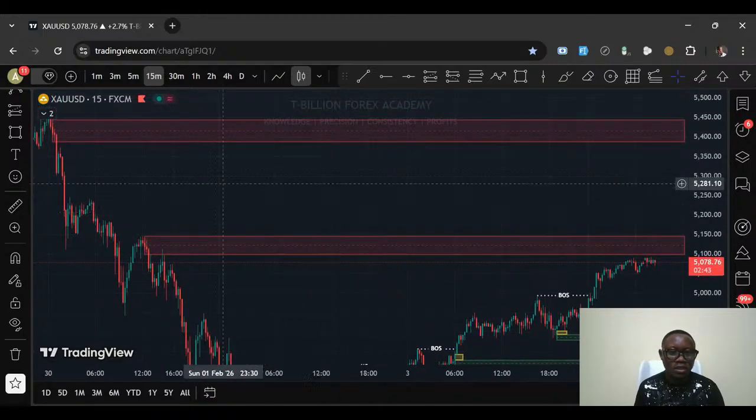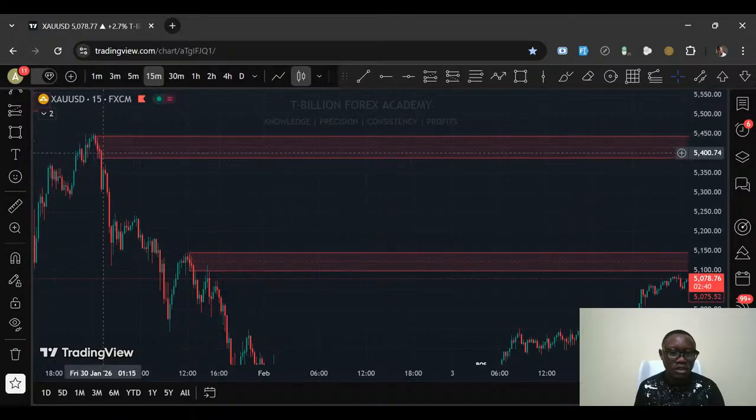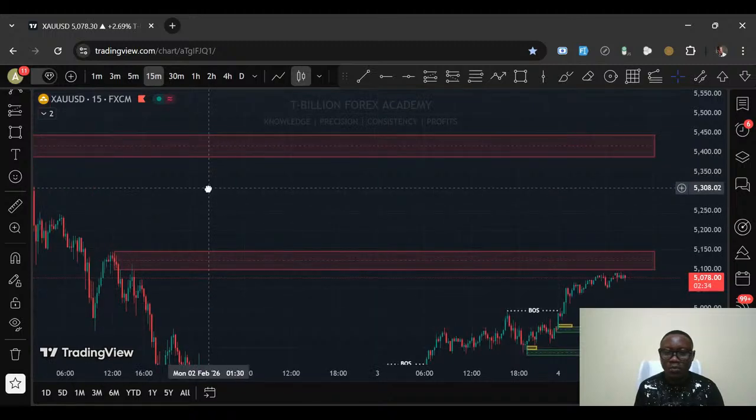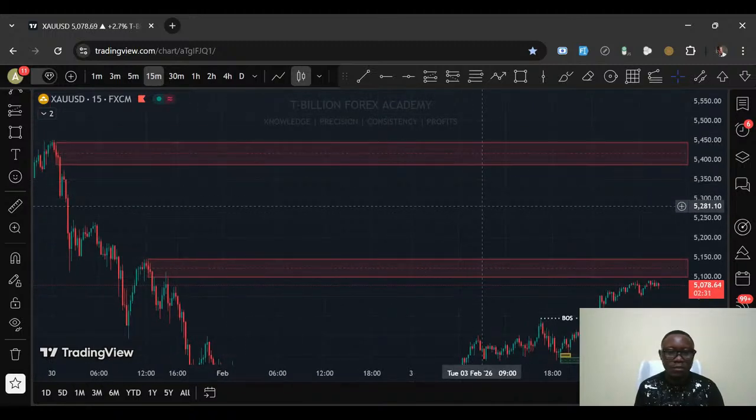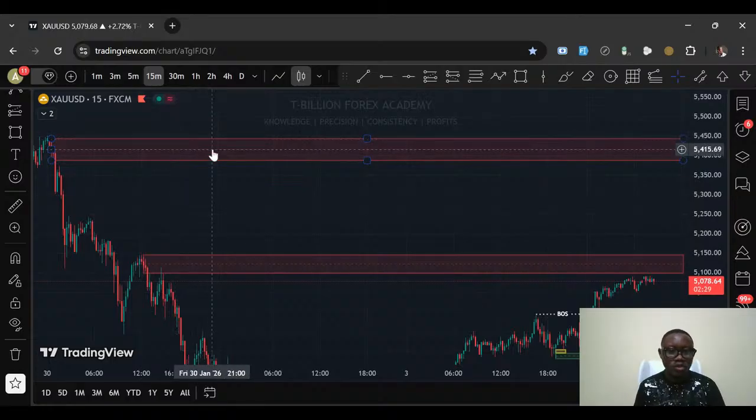Let's drill down further. But this is a valid order block zone, which price is here to mitigate. And we have another order block zone here. But of course, I'll focus on the extreme one.